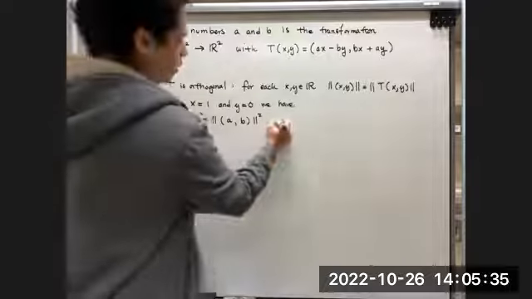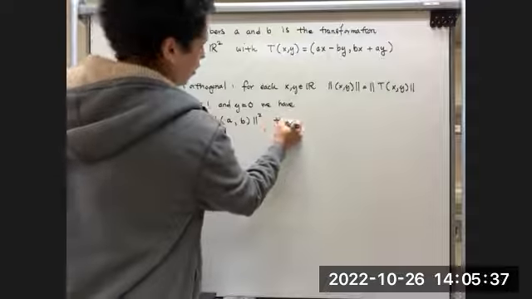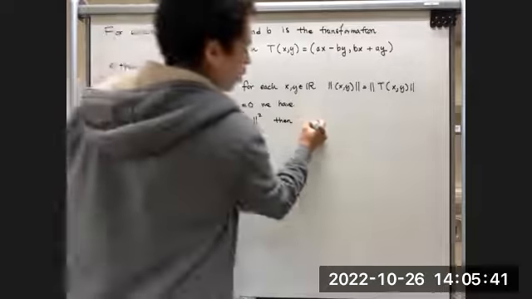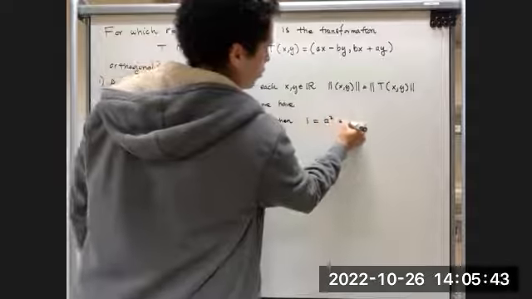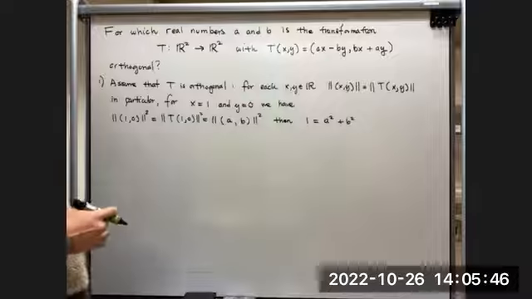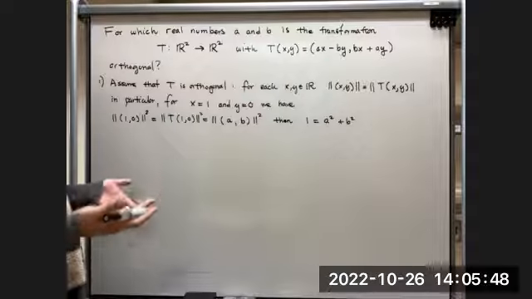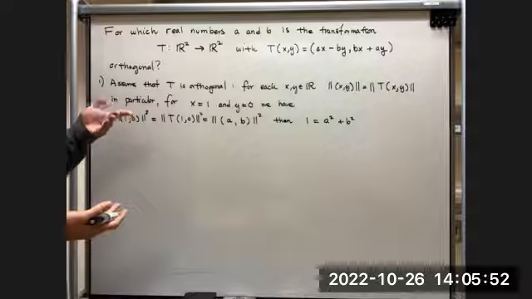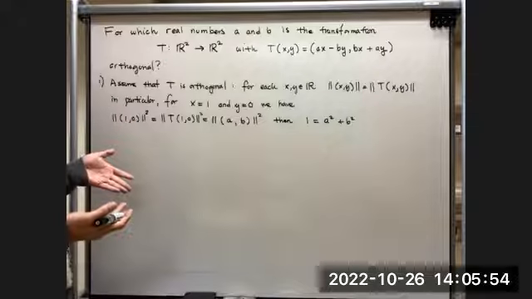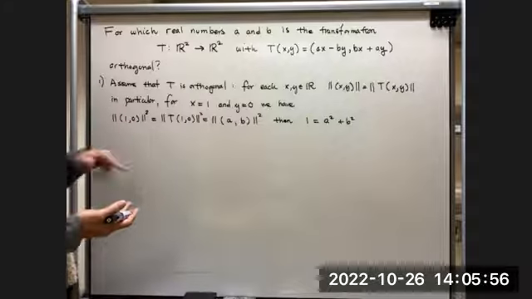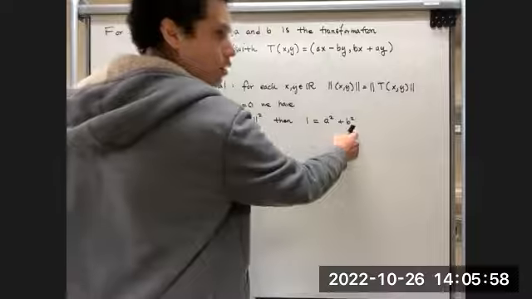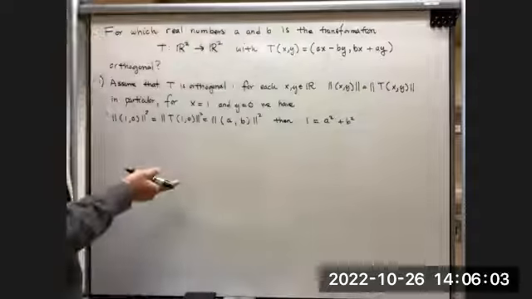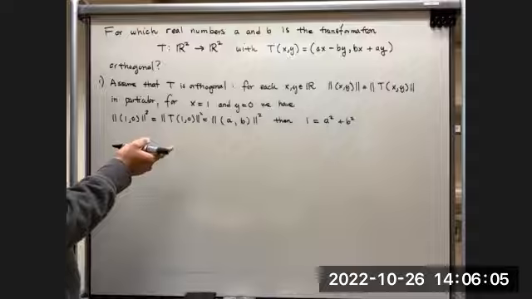Well, what does that mean? This means that the norm of this one is just 1. So 1 is equal to a squared plus b squared. Okay. So just based on this observation, we obtain an equation that relates a and b. Then you say, well, is this all that we need? In other words, if we make the assumption that this equation holds, do we indeed get a linear transformation that is orthogonal?